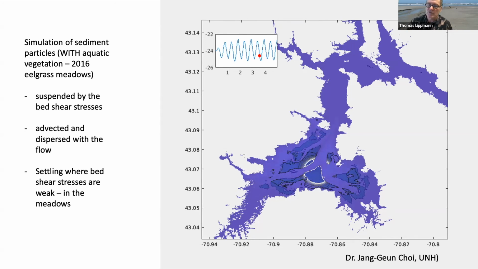So most of the particles in the end that are eroded from this artificial mound end up in the eelgrass meadows, or again, towards the sides of the estuaries, as you can see the contours growing.